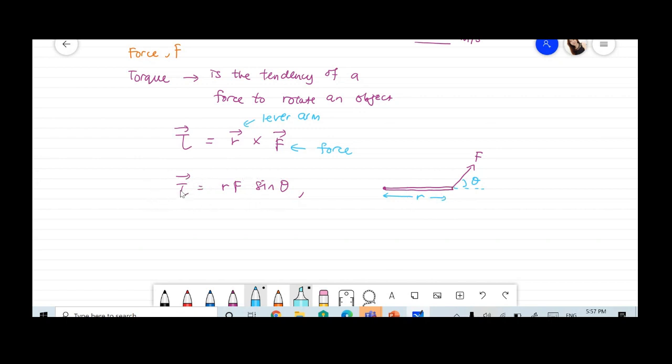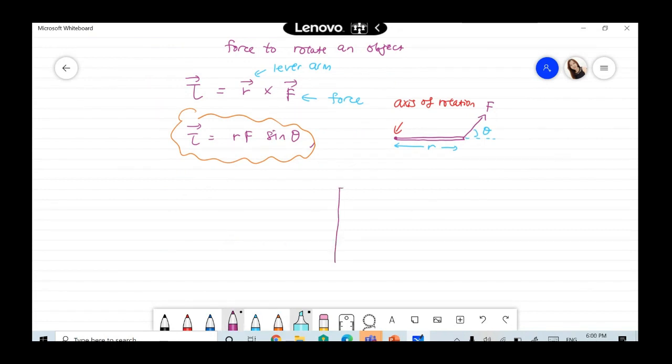How can you increase the torque? You can either increase the force or increase r, which is the lever arm. Here is the axis of rotation. For example, this is the door of a room. Why is the knob installed at the end and not at the center? When you open the door, there's a rotational motion, right? You open it like this, rotating about the axis of rotation, which is the hinge of the door.